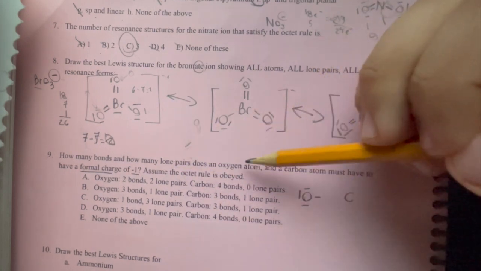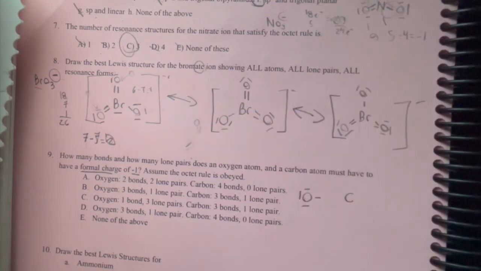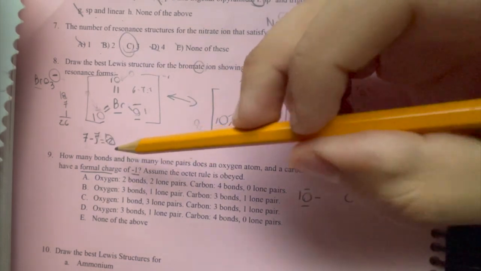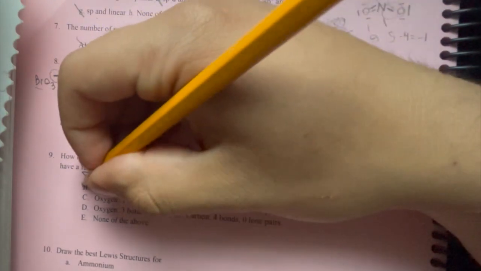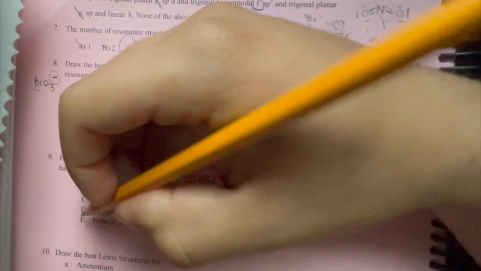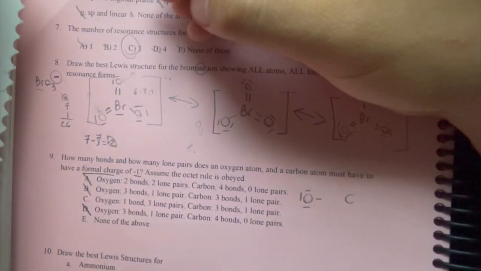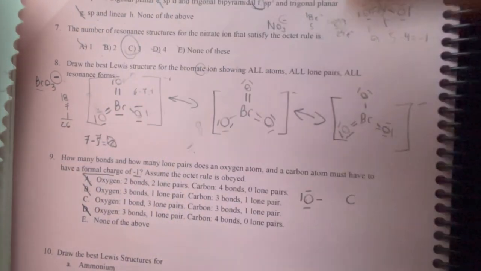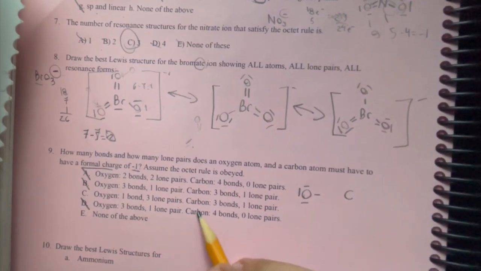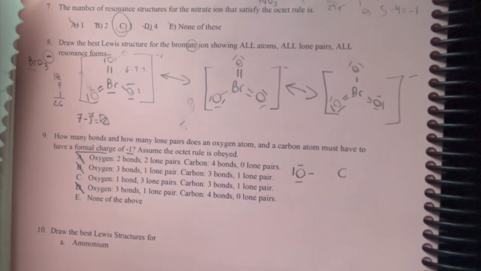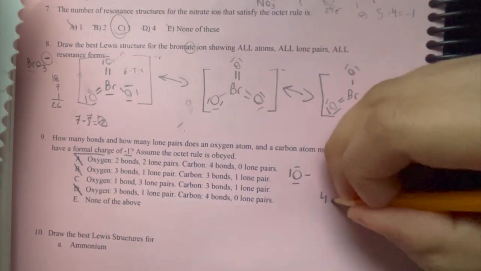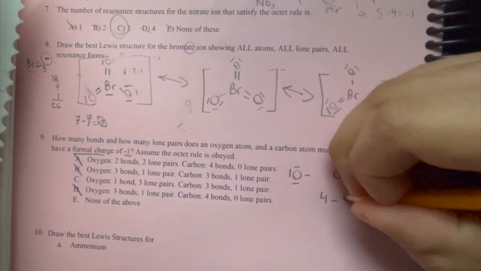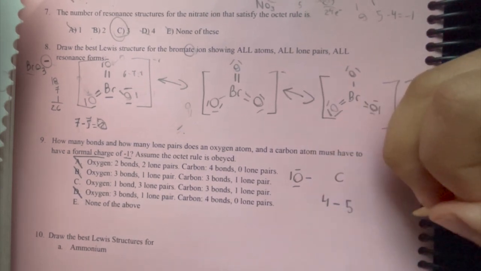How many lone pairs? How many bonds? Okay, so let's just scratch off the ones that don't make sense. No, we don't need 2 bonds. No, we don't need 3 bonds. So that one's right for oxygen. Now let's check carbon. Carbon, remember, wants 4, so it has to have 5 around it.